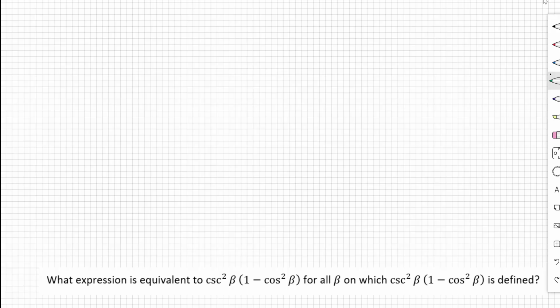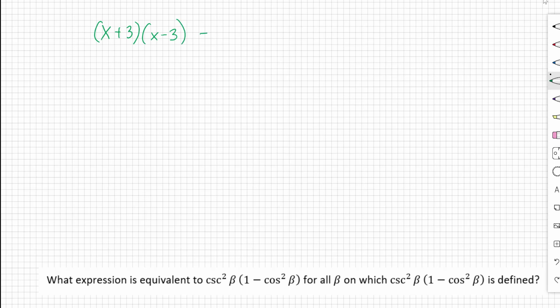As we move further into trig identities, verifying identities and simplifying trig expressions, first thing I need you to realize is that trigonometry and algebra are not mutually exclusive. Anything that you can do with algebra expressions, you can also do with trig expressions. For example, in algebra we might have x plus 3 times x minus 3.